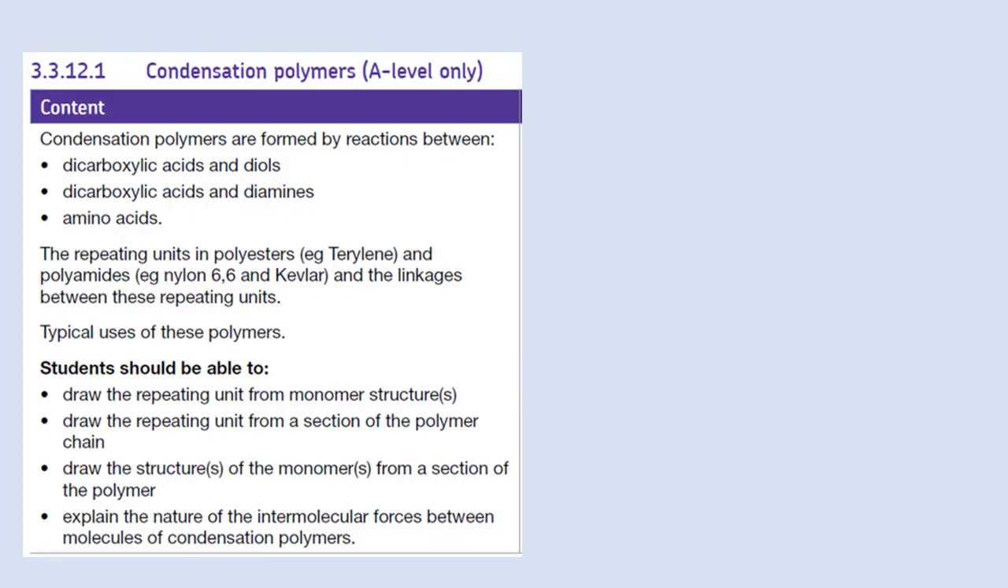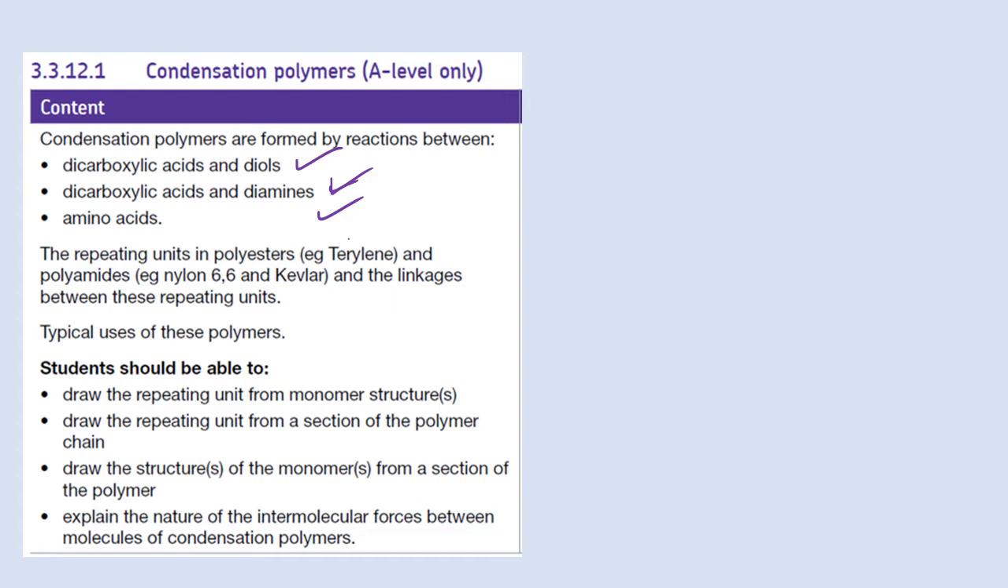Let's take a look back at the spec then. So we very briefly looked at the first 3 bullet points, which is condensation polymers from dicarboxylic acids with diols, dicarboxylic acids with diamines, and amino acids. So what we're going to do now is I'm going to try and take an opportunity to test us on those 3 whilst we look at these 3 specific examples.